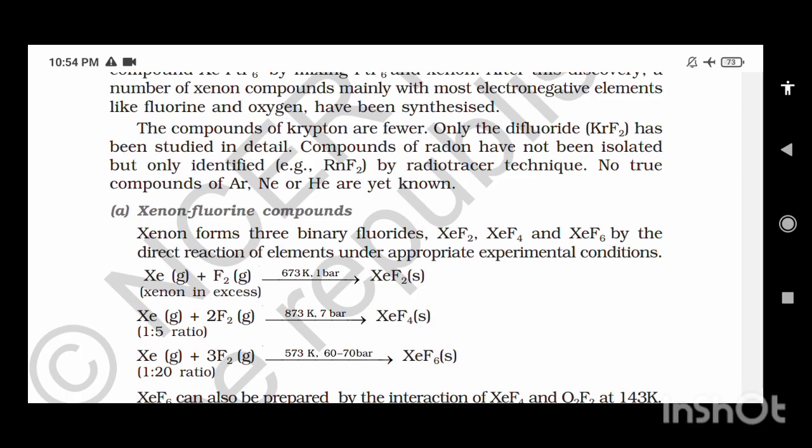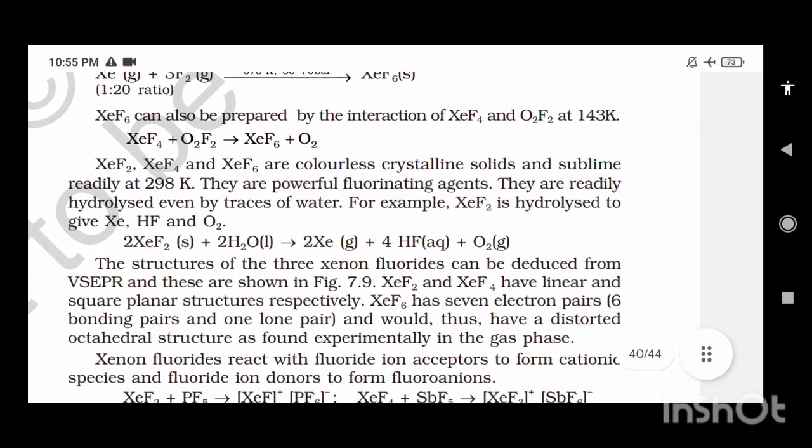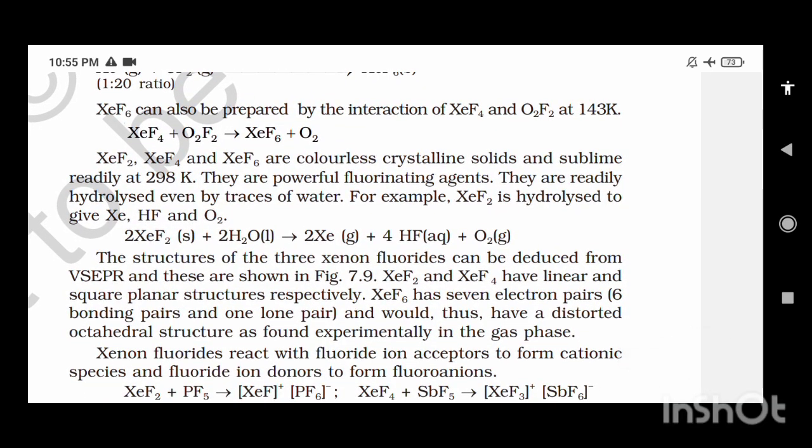Xenon fluorine compounds. Xenon forms three binary fluorides, XeF2, XeF4, XeF6, by the direct reaction of elements under appropriate experimental conditions. XeF6 can also be prepared by the interaction of XeF4 and O2F2. XeF2, XeF4 and XeF6 are colorless crystalline solids and sublime readily at 298 Kelvin. They are powerful fluorinating agents. These are readily hydrolyzed even by traces of water. For example, XeF2 is hydrolyzed to give Xe.